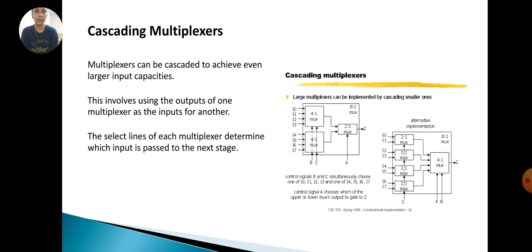Cascading multiplexers. Multiplexers can be cascaded to achieve even larger input capacities. This involves using the outputs of one multiplexer as the inputs of another. The select lines of each multiplexer determine which input is passed to the next stage.